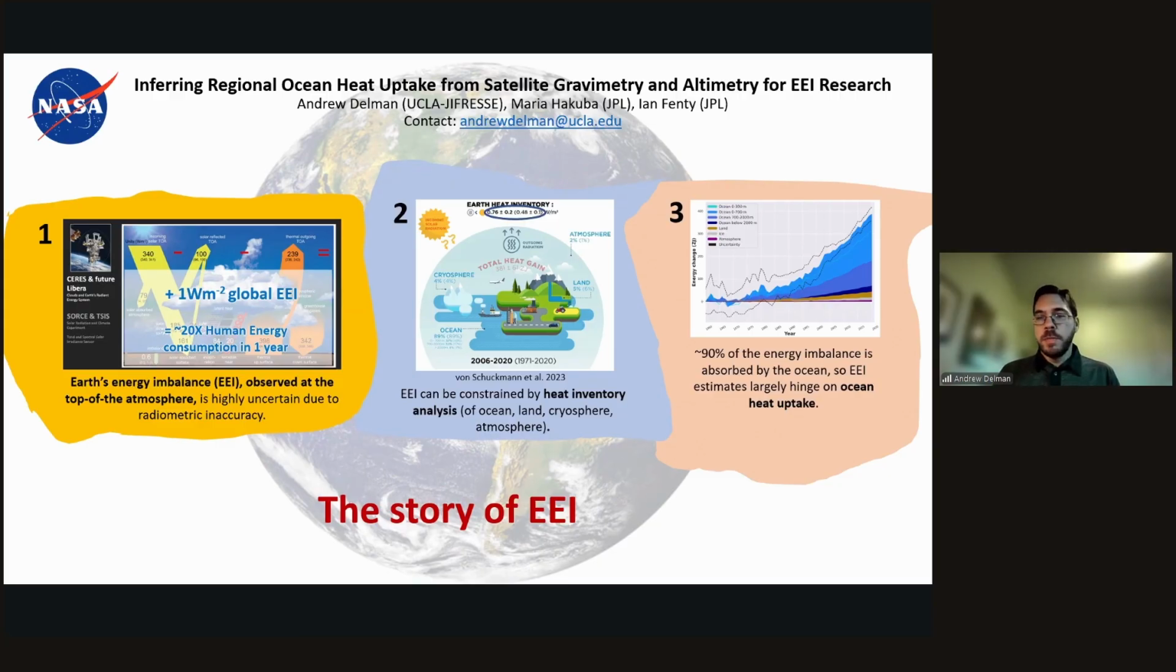What is Earth's energy imbalance? It's what's motivated our study here. It's the difference between the amount of energy going in the top of the atmosphere versus what's going out. It's been estimated to be on the order of 1 watt per meter squared from missions like CERES using radiometers, but there's a lot of uncertainty in that. So another way of trying to understand Earth's energy imbalance is to do an inventory of what heat is changing in the various Earth systems. About 90% of the Earth's energy imbalance has been estimated to go into the oceans. And that's why we're trying to understand changes in ocean heat content.